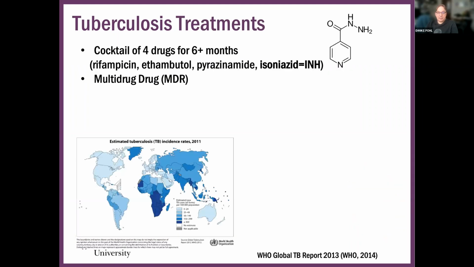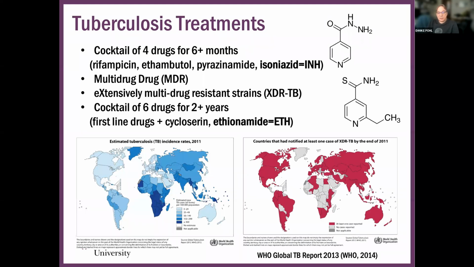In principle, tuberculosis treatment is based on a number of relatively old drugs that have been on the market for decades. For normal tuberculosis, you would get a cocktail of 4 drugs for 6 months, including this little compound on the right-hand side called isoniazid, or INH. Multi-drug resistant tuberculosis, which is of course on the rise, and extensively drug-resistant strains require a cocktail of at least 6 drugs for 2 years. So you would add cycloserine and ethionamide, ETH, which is shown on the right-hand side as a drug.